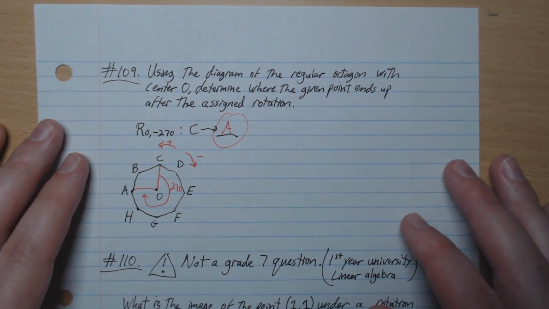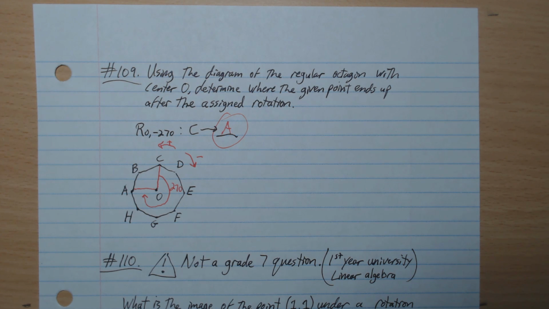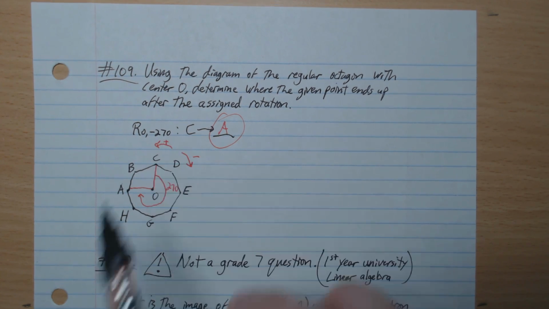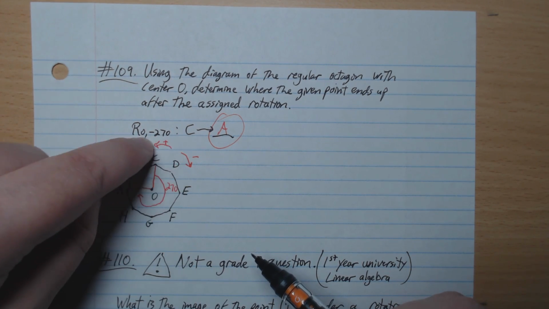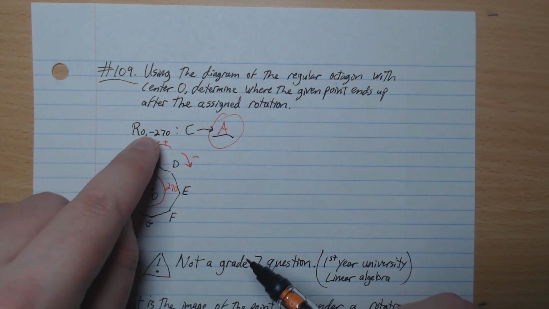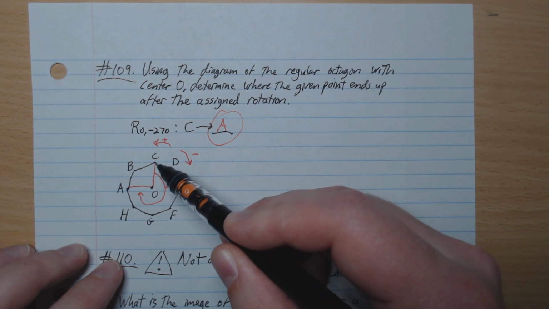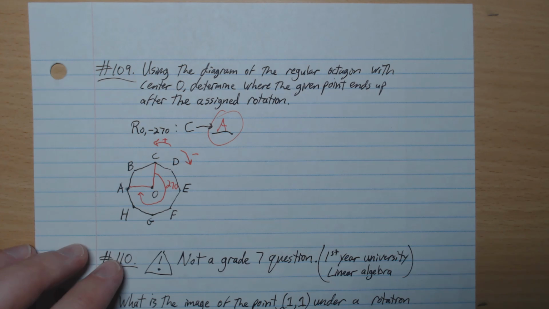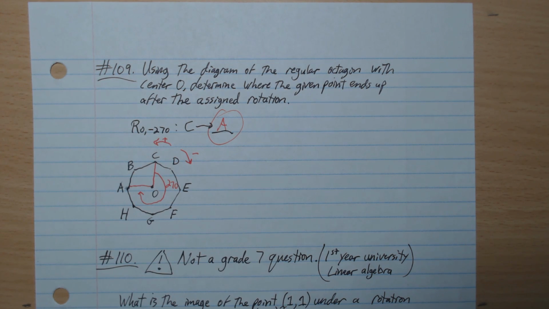Okay, 109. Using the diagram of the regular octagon with center O, determine where the given point ends up after the assigned rotation. So in black is what is given. So we're doing a rotation over O by -270. So going counterclockwise is positive angles, and going clockwise is negative. So we want negatives by 270. So we're starting at C, negative by 270, and we get to point A as such. So A is the end point of that rotation.